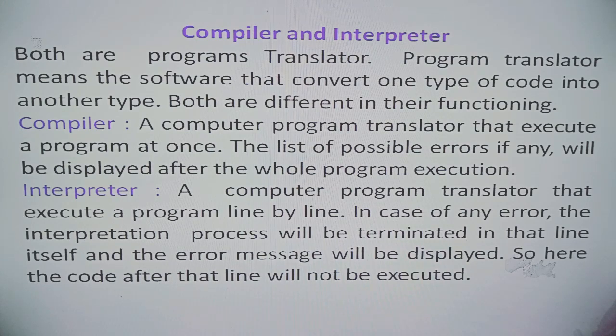But in case of compiler, it will first execute the whole program, then it will display the error. So in case of interpreter, the code after the line where the error was generated will not be executed. So this is all about compiler and interpreter.